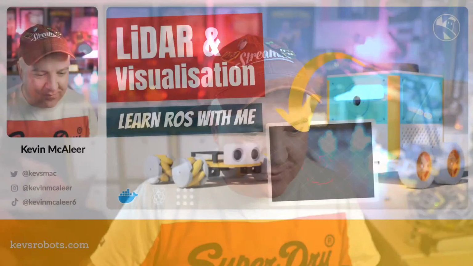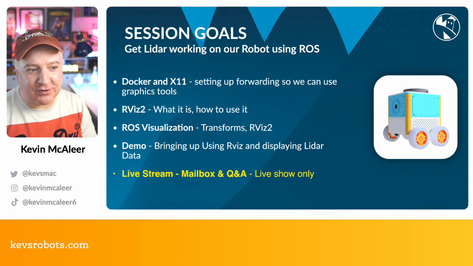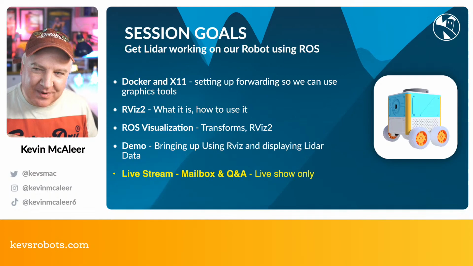Okay, so this is part 4 of the Learn ROS with Me series. Okay, let's get over to it. So yes, we're going to be looking at LiDAR today and how to visualize this with this tool that's called RViz2. So the session goals for today, we're going to have a look at Docker and X11 forwarding, which again sounds quite specific. This is probably a medium to expert level show, I would say today.